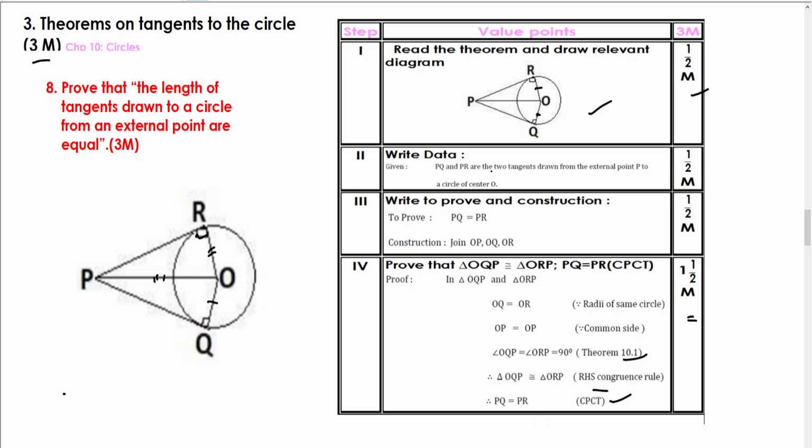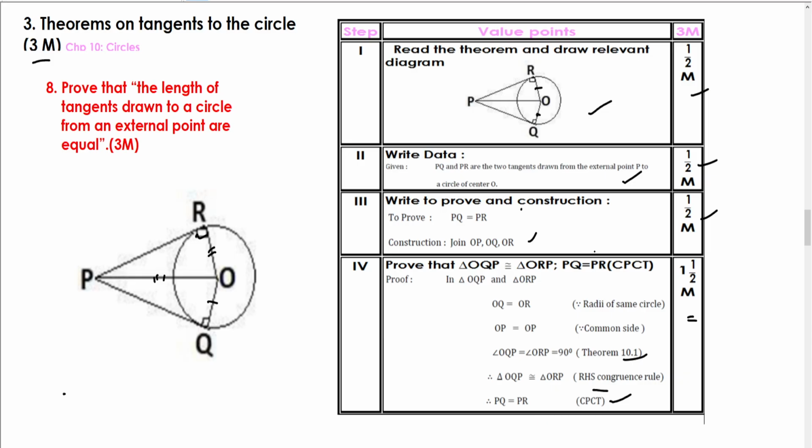Write the data. You write that PQ and PR are the two tangents drawn from the external point P to a circle of center O. This point you have to write clearly, and you will get half marks. 1 mark is got. Now, what is to prove? We have to prove that tangent PQ is equal to PR. And join OP, OR and OQ as shown in the figure. For this, you will get a half mark. The remaining 1.5 marks will be given for proving it.